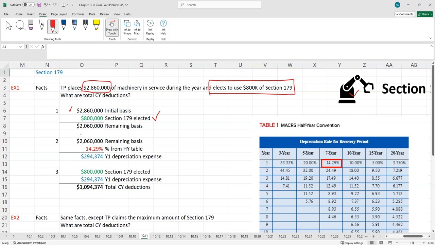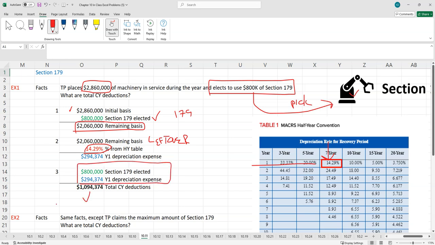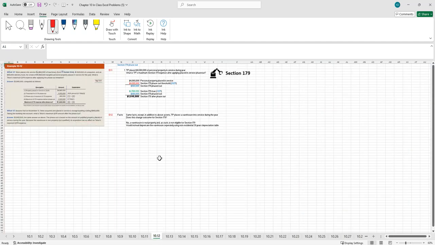But that's one of the good things with 179: you can pick specific assets that you want to immediately expense. We'll see bonus is a little bit different, but in this case we'll 179 those amounts. The leftover items there, that is where you would apply just regular MACRS. You kind of play the game there to figure out the depreciation. So in total for this year, we would have our 179 and the MACRS. There you go, okay?